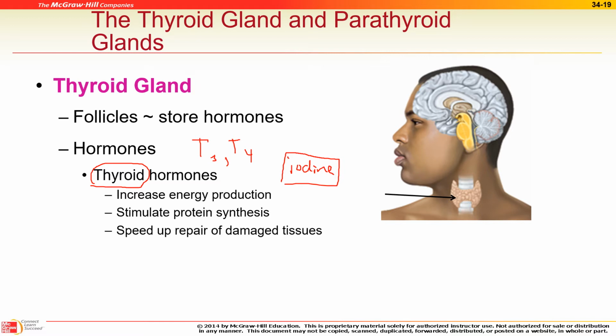So thyroid hormone regulates your metabolism. So adequate amounts, you'll have good metabolism. If you don't have enough, you'll be slow and lethargic.